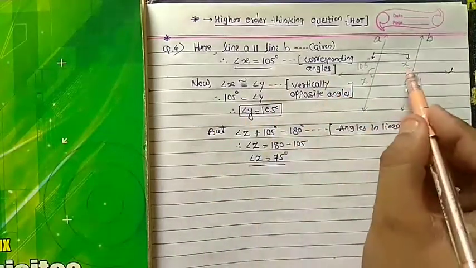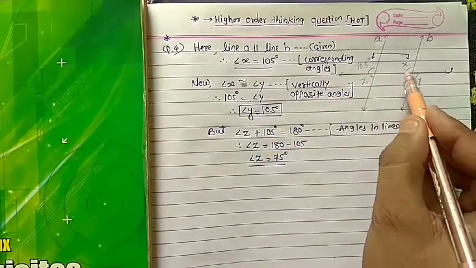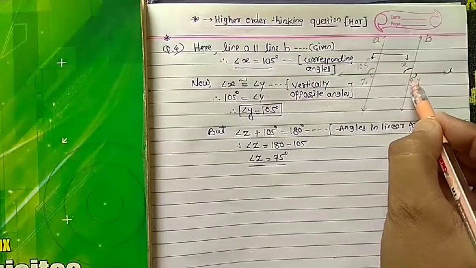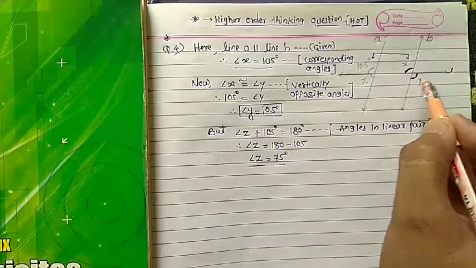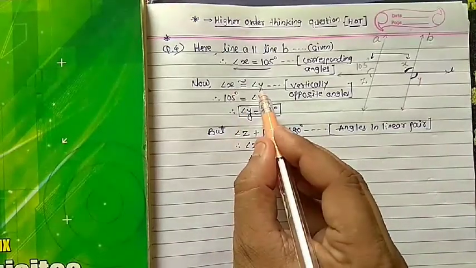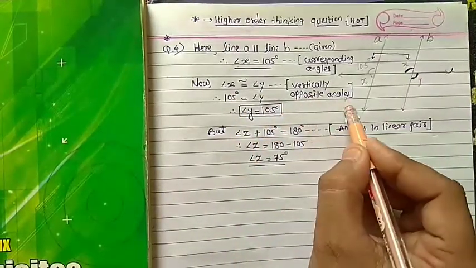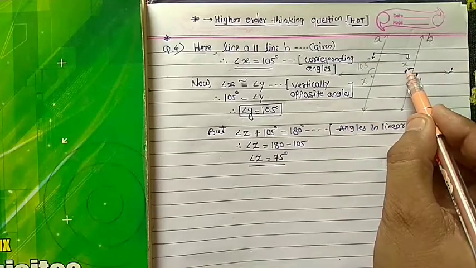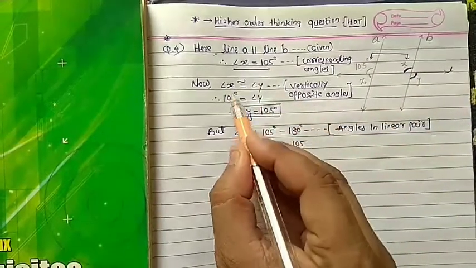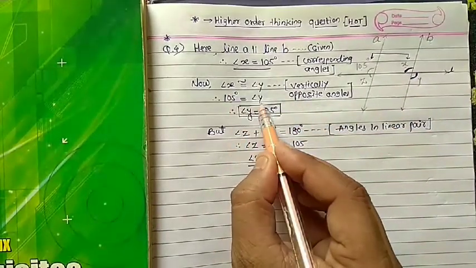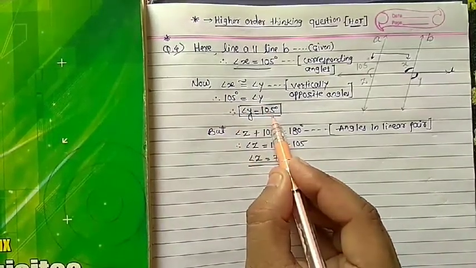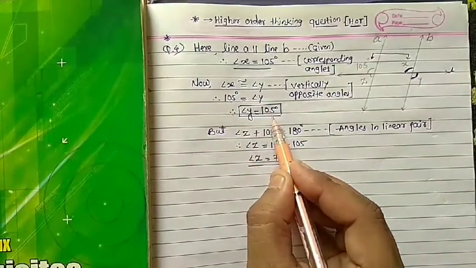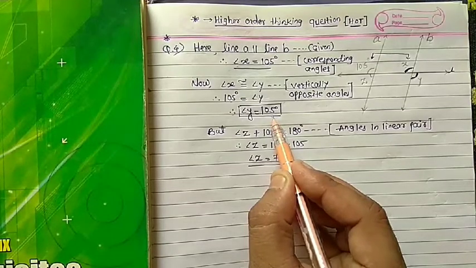Now angle x is congruent to angle y. These two angles are vertically opposite angles. Therefore they are congruent. So angle x is congruent to angle y, vertically opposite angles. The measure of angle x is 105 degrees. So 105 degrees is equal to angle y. Therefore angle y equals 105 degrees.